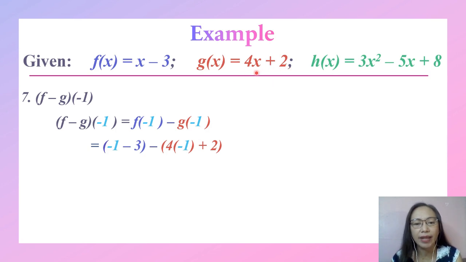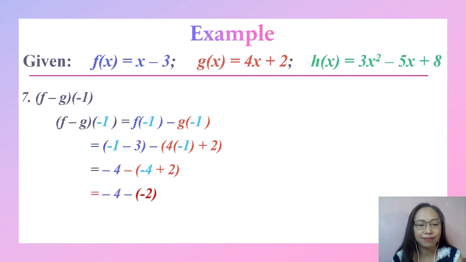We replace x here with negative 1, so we have 4 times negative 1, and then we bring down 2. Okay, working on the operations, we have negative 1 minus 3 here is negative 4. Okay, and then we copy the subtraction sign. 4 times negative 1, it's negative 4, and then we bring down 2. And then we simplify again. We bring down negative 4, and then negative 4 plus 2, it's negative 2.